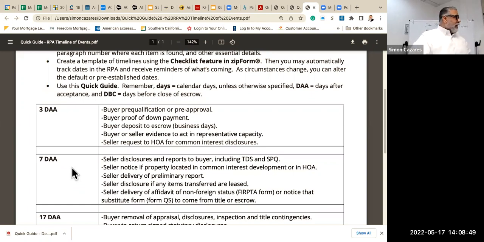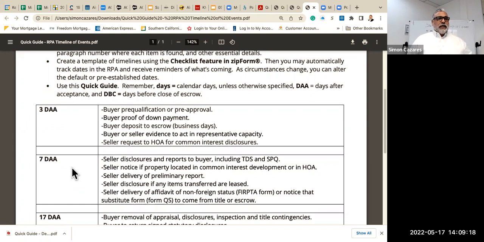Part of the 3 days after acceptance is the buyer's proof of down payment, verification of the finances, right? The proof of down payment. If they're putting 20% down on a $1 million offer, you want to verify that as a listing agent. This is being proactive, right? Because you do not want to be in a dilemma halfway or close to the end where the buyer does not qualify because they don't have the reserves.